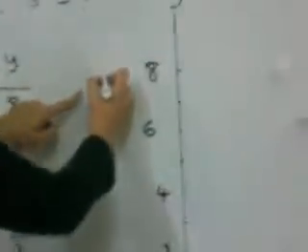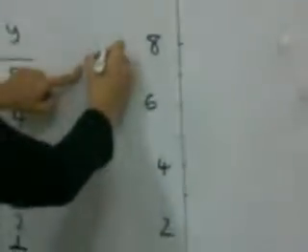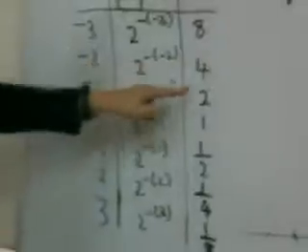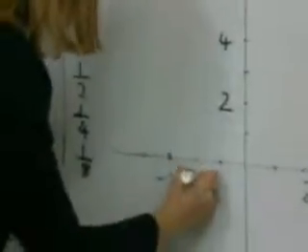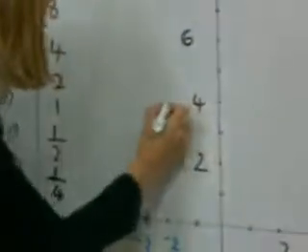Okay, so here we have our table of values, and now we go to the graph, and we're going to plot our table of values. So for when x is -3, let's find x -3. Here is -3. When x is -3, y is 8. So we're going to go look here. That's where it is. Y is 8. Okay, when x is -2, y is 4. There's -2, and there's 4.